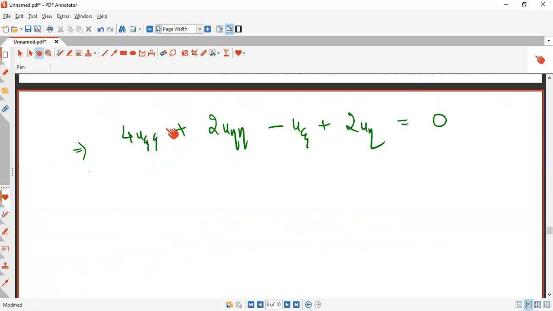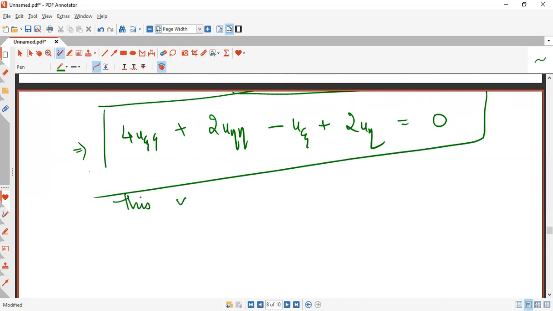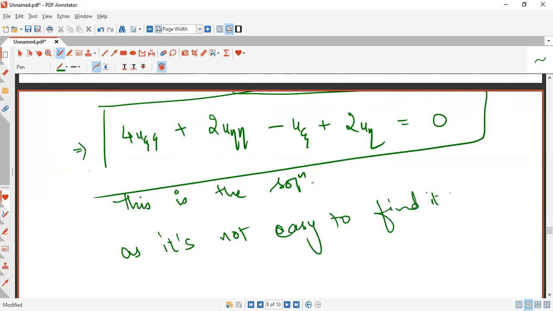In this case, we are unable to find the general solution because it is becoming complicated. If we integrate it with respect to eta, what will happen? We don't know how to integrate this u xi with respect to eta, right? So we're not moving it further. We just say that this is the solution, as it's not easy to find it in these equations. Alright.